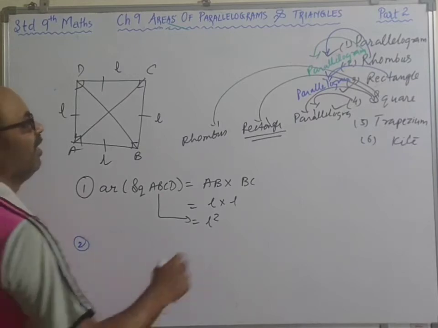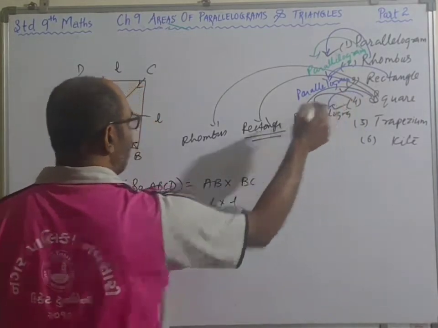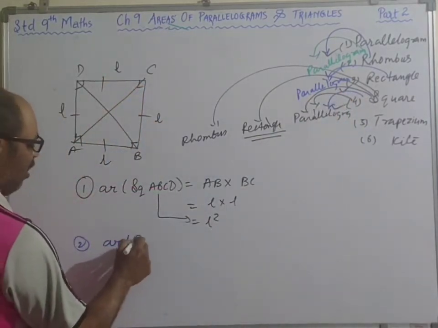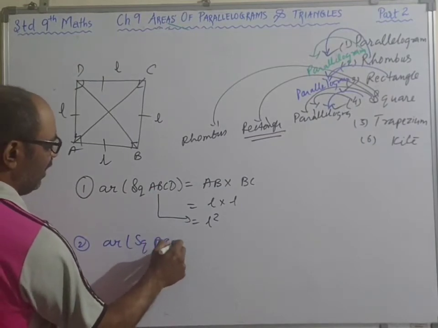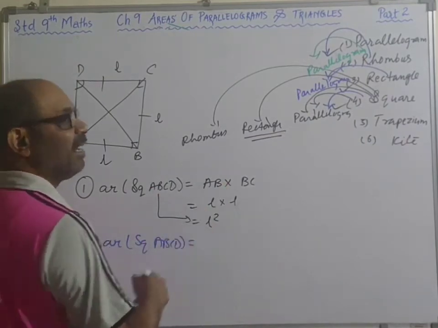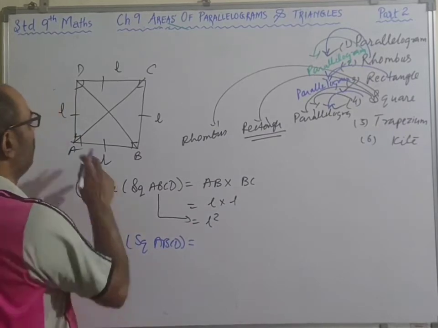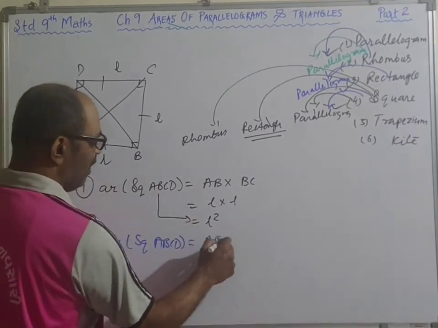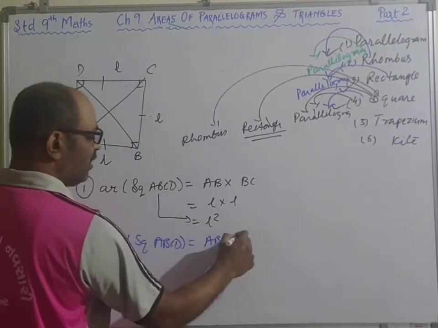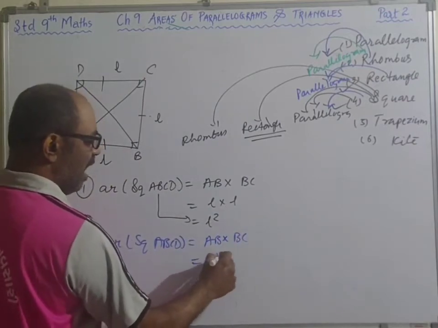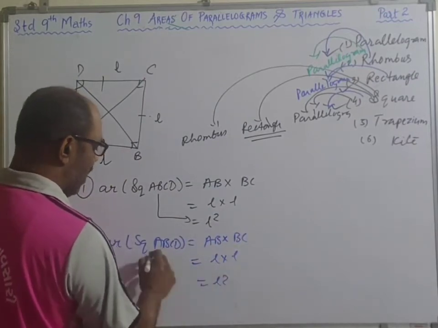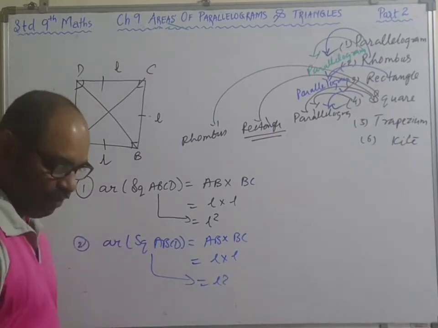Second, alright, ये ले ले. Square is a parallelogram. So area of square ABCD is equal to, parallelogram में क्या है? Base into altitude. अब base AB है और altitude BC है. That is one and the same, L into L, and that is L square.